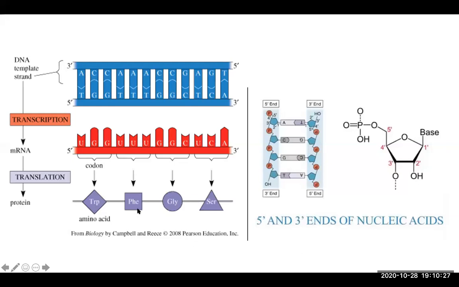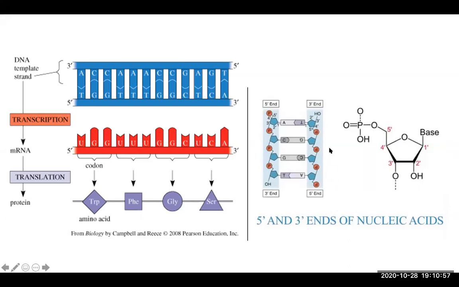UUU codes for PHE, which I think is phenylene, if I remember correctly. It's been years since I took biochemistry and I'm a little rusty. And then GGC is for glycine and UCA is for serine. This could be phenylalanine, PAG, phenylalanine. That's probably what it is. Okay.